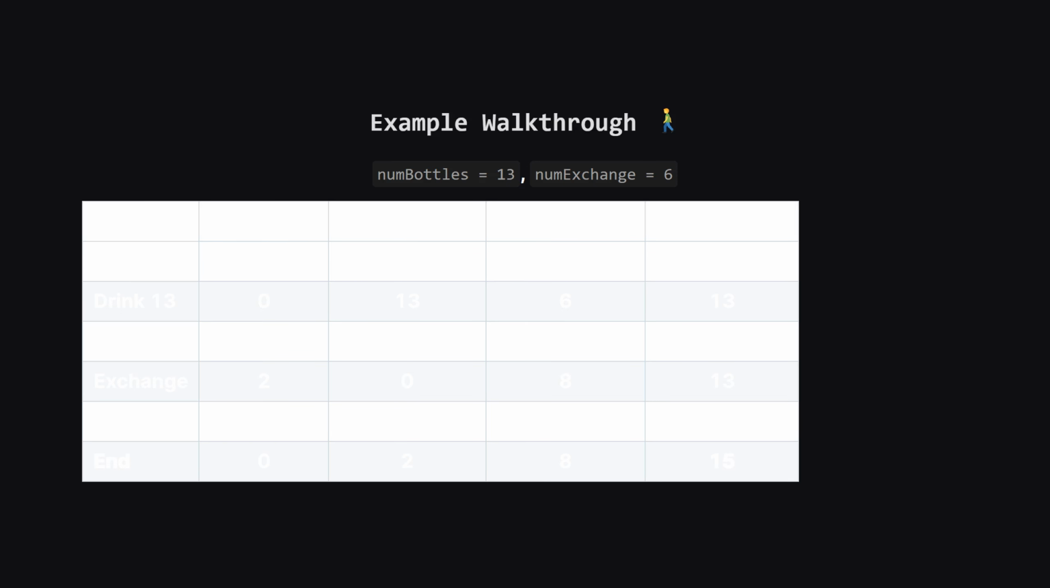Let's walk through the example from the problem description. We start with 13 full bottles and an exchange rate of 6. The best first move is always to drink everything we have, so we drink all 13 bottles. Our total drunk is now 13, and we have 13 empty bottles. Now, can we make a trade? The cost is 6 empty bottles, and we have 13. Yes, so we trade 6 empties for 1 new full bottle. We're left with 7 empty bottles, and the exchange rate for next time goes up to 7.